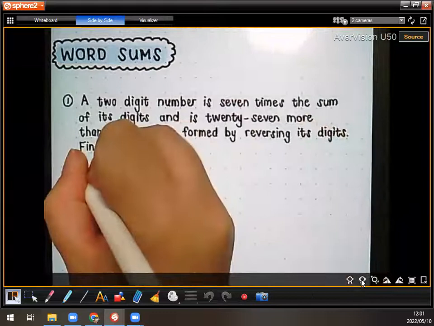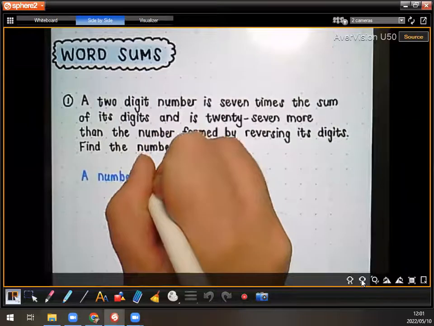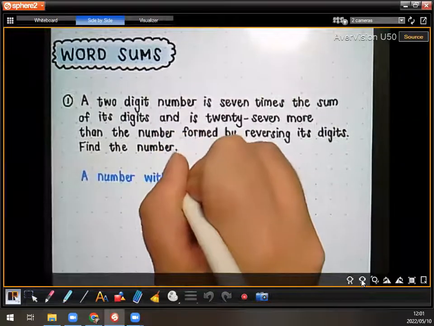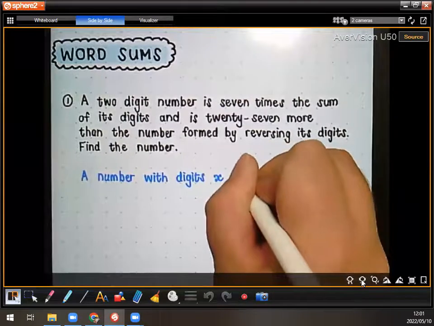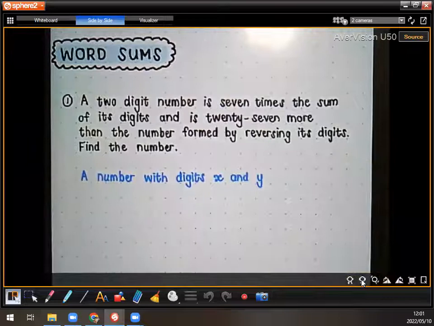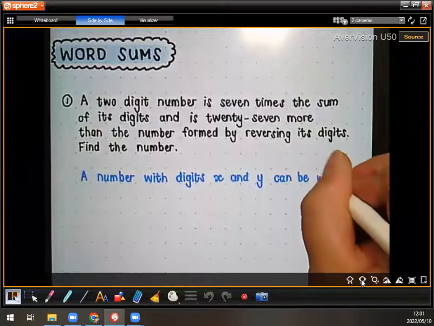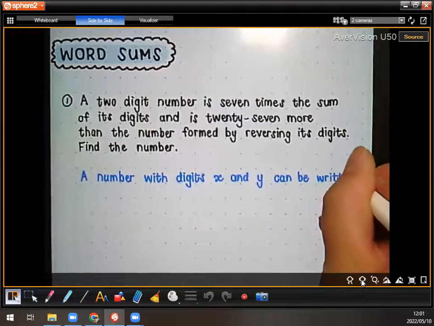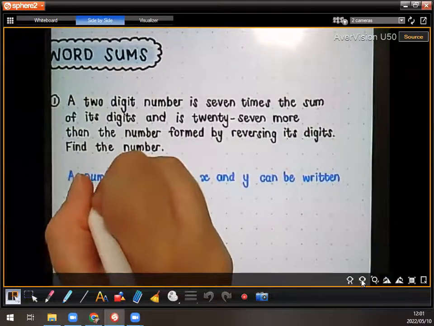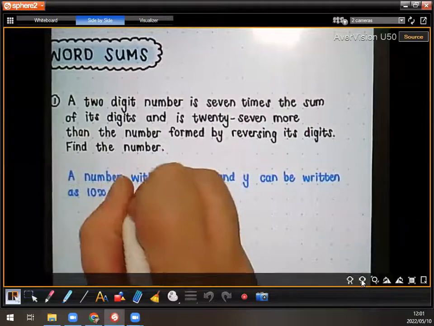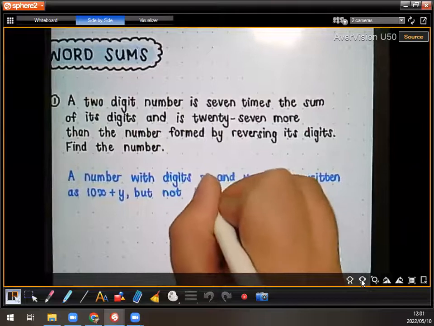Let's do it in blue. The number with, and I'll explain what it means now, don't stress, a number with digits x and y can be written as 10x plus y, but not xy.